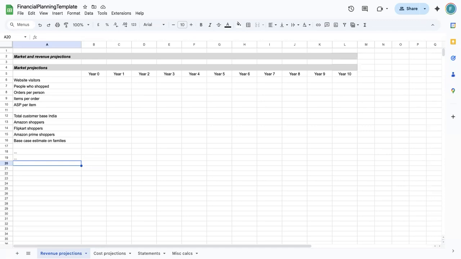So what we'll do is we'll go through the heads that are there in these financial statements, and we'll talk about how each of those heads can then get populated. That will essentially build the entire thing from beginning to end.